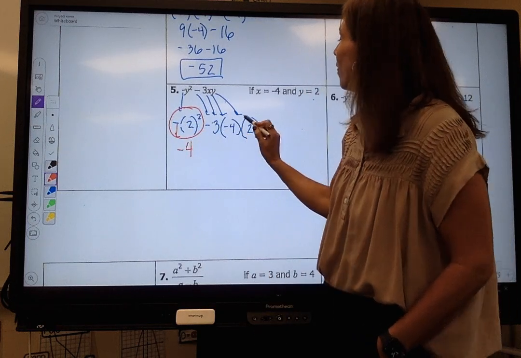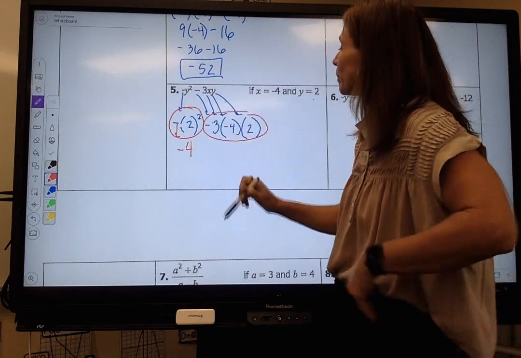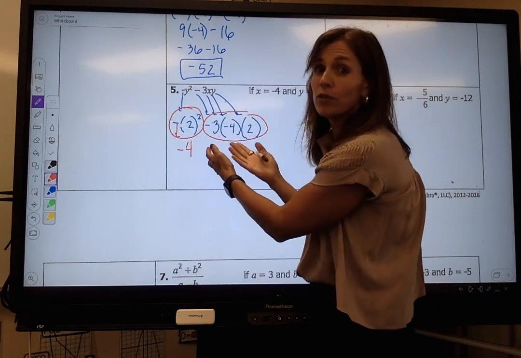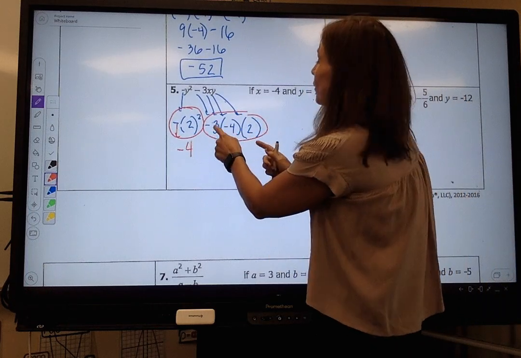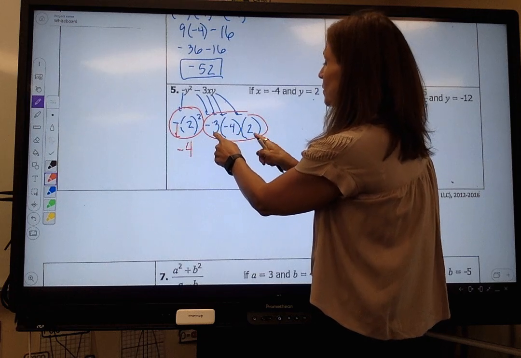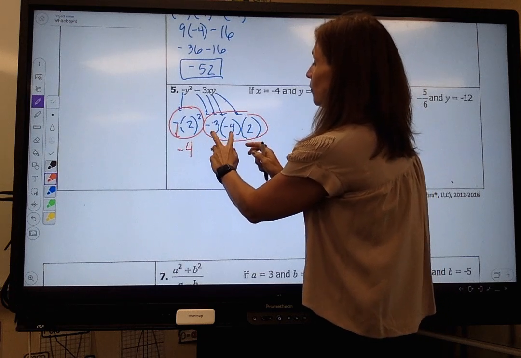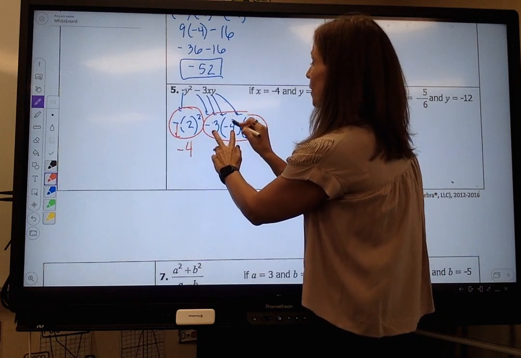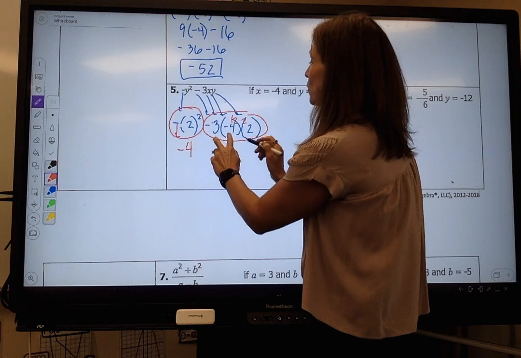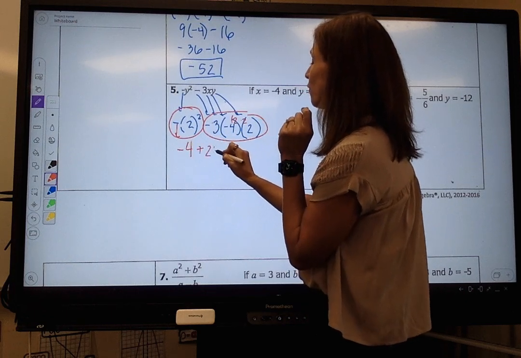Okay? Now, this is one big multiplication problem. I can do the commutative property here. You have a negative 3 times a negative 4 times a positive 2. So I can do negative 3 times negative 4 is a positive 12. 12 times 2 is a positive 24.